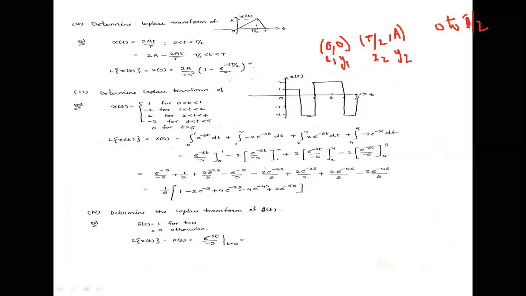Similarly, another set of coordinates for the range of t by 2 to t. What are the coordinates here? T by 2 comma A is x1, y1, and x2, y2 is t comma 0.